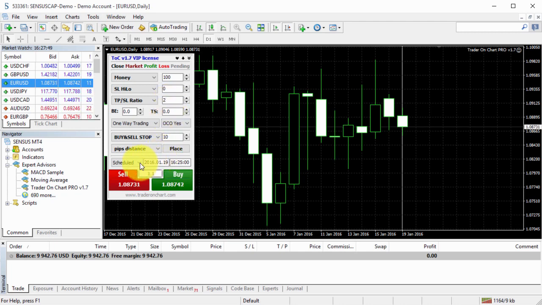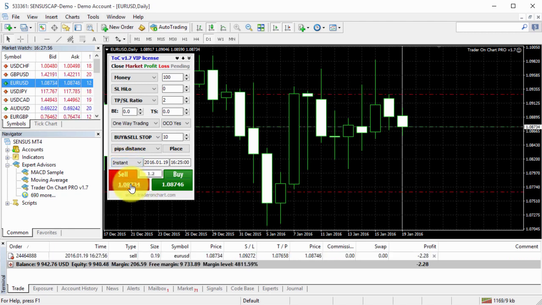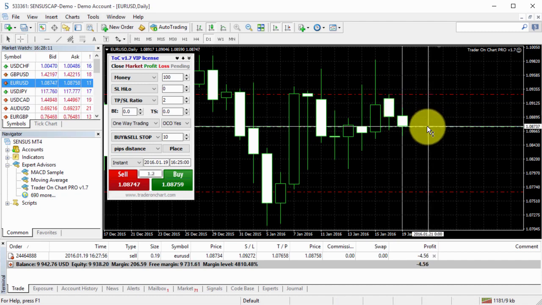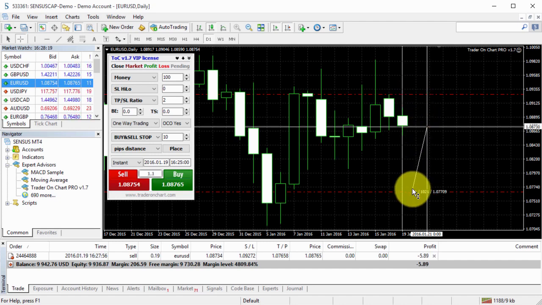And let's say I will switch to instant execution now, and I will click the sell trade. I click sell, and immediately it opens a sell trade, and then it places a stop loss right here, exactly at the high price of the last closed bar. And now I can see that my stop loss is about 53 pips. So this makes my take profit to be around 106 pips.